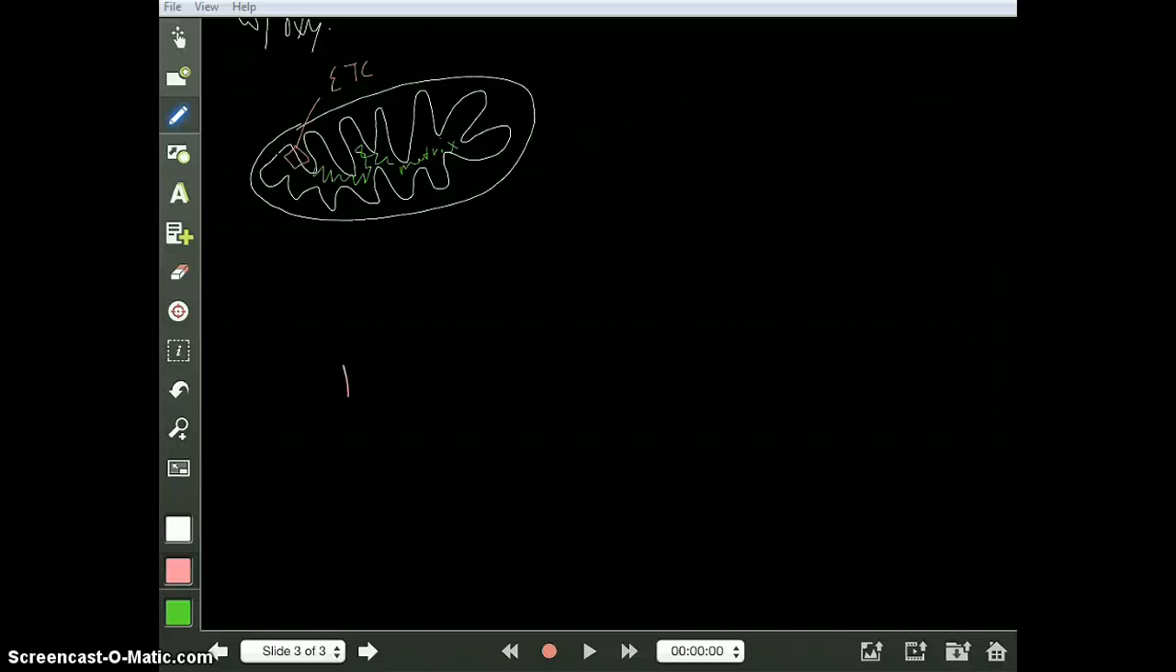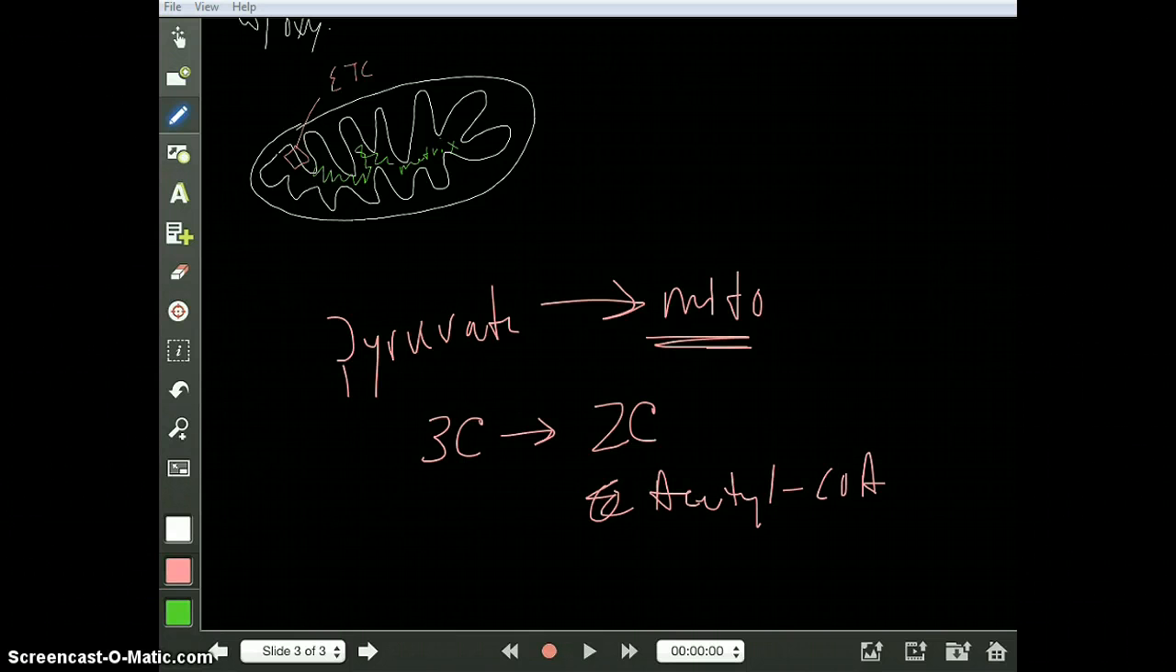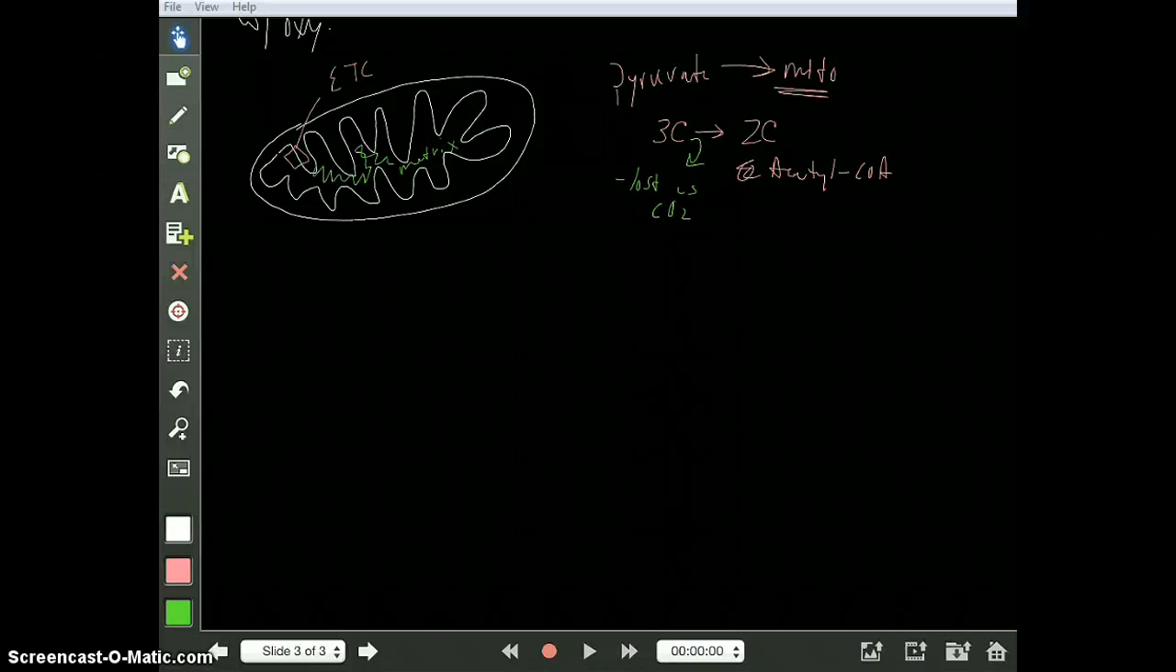So let's shrink this up a little bit and see, as we have our pyruvic acid from glycolysis, it is going to enter into the mitochondria. What's going to happen is I'm going to take this three carbon, and what happens to this? Loss. There goes the carbon dioxide. Now, the acetyl-CoA is going to get smaller.